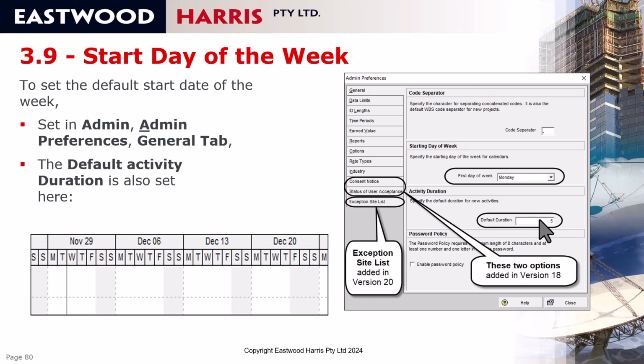I like to have it 5 days because that means that when you add an activity, you see the activity fairly easily. If you make it 1 day, then the activity length is actually 8 hours. So it's like a 15th of a 5 day long one. So I do recommend that you maintain the default duration of 5 days and set the first day of the week as a Monday. Let's go and have a look at that in P6.